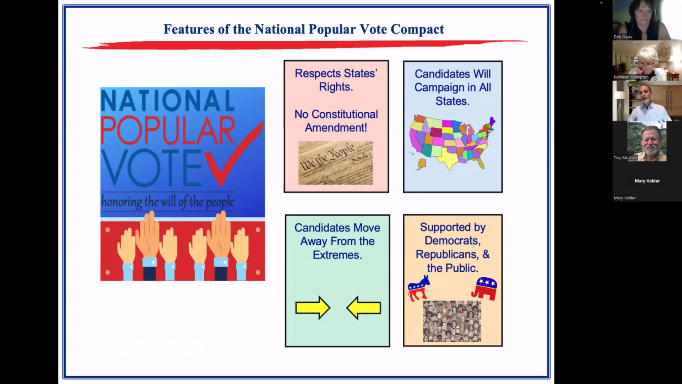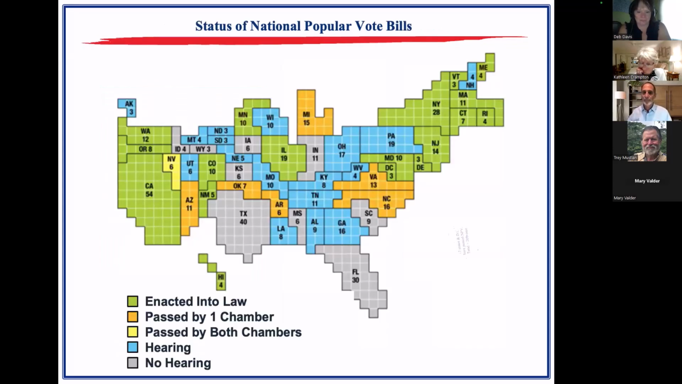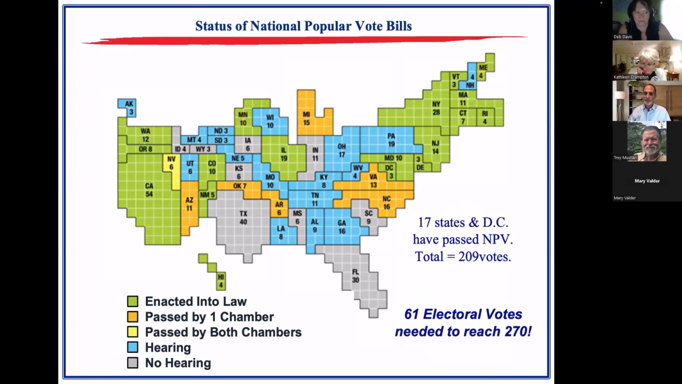So Kathleen already alluded to this, that it's not wishful thinking, because national popular vote has already been enacted into law by 17 states and the District of Columbia. Those states that you see in green have already enacted it. The current total is 209 electoral votes. From here, just 61 more electoral votes are needed to reach 270.